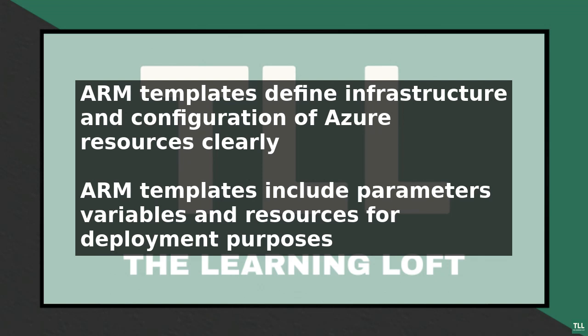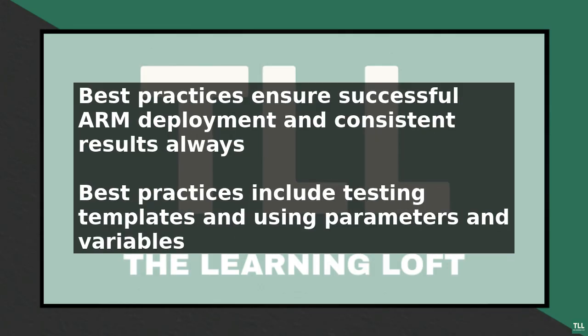Best practices for ARM deployment. To ensure successful ARM deployment, users should follow best practices, such as testing the ARM template before deploying it to production, using parameters and variables to make the template flexible, and using Azure Resource Manager to manage and monitor the deployed resources.